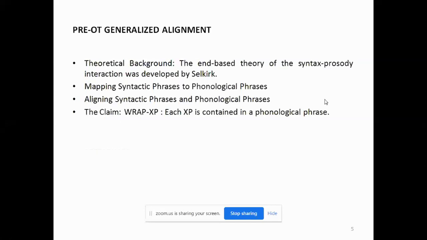Pre-OT generalized alignment. Here, in pre-OT generalized alignment, basically we find a theoretical background like the theory of syntax-prosody interaction, which was developed by Selkirk in 1986. It studies the syntax-prosody relation on the level of the phrase, mapping syntactic phrases to prosodic phrases and aligning syntactic phrases and phonological phrases, a constraint directing that the left and right edges of XPs be aligned with those of phonological phrases. And there is a claim called Wrap-XP, that each syntactic XP must be contained within a phonological phrase.